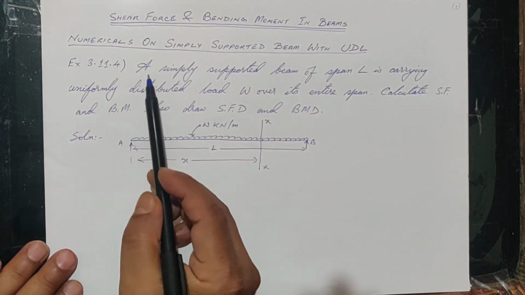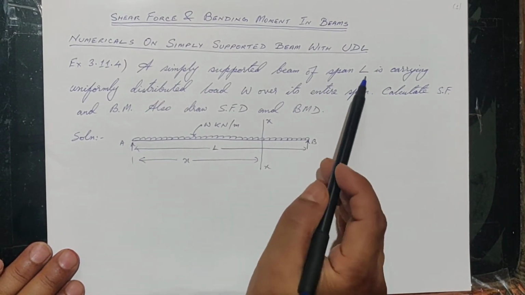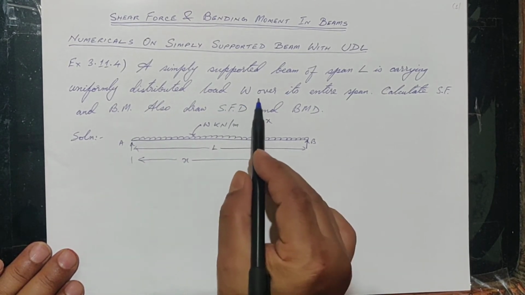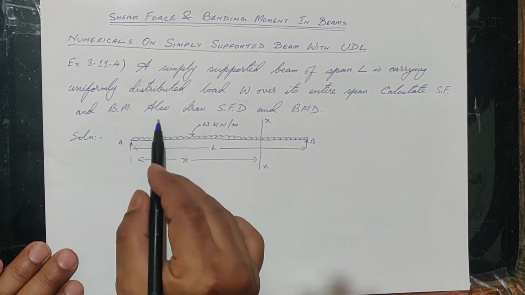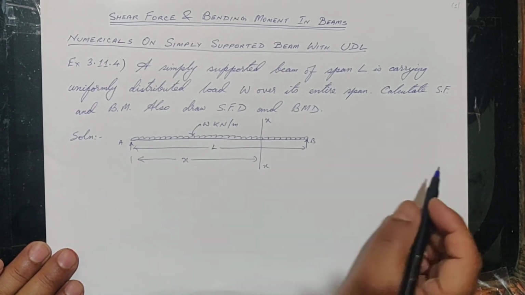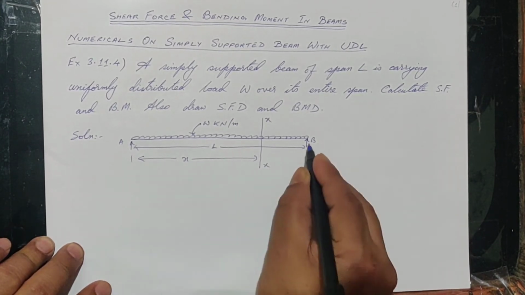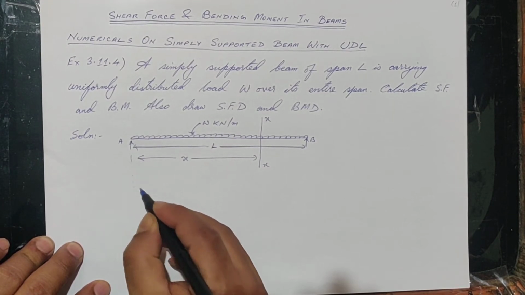Now we have a question here: a simply supported beam of span L is carrying a uniformly distributed load W over the entire span. Calculate the SF and BM and also the SFD and BMD. Now what we do here is we convert this into a point load. How do we do that?